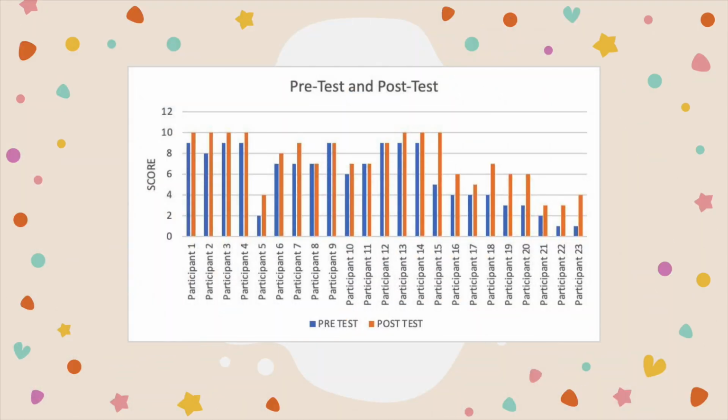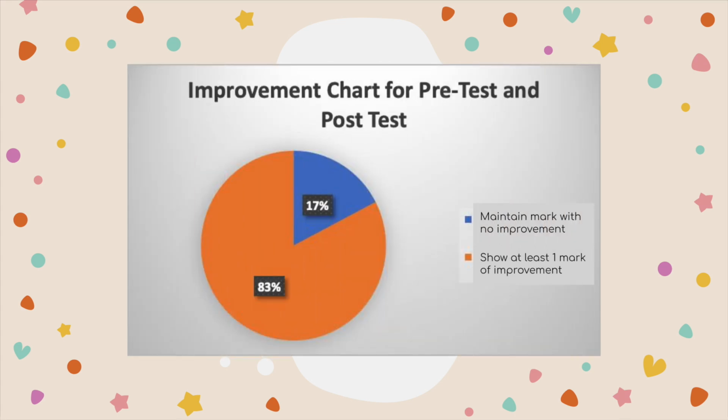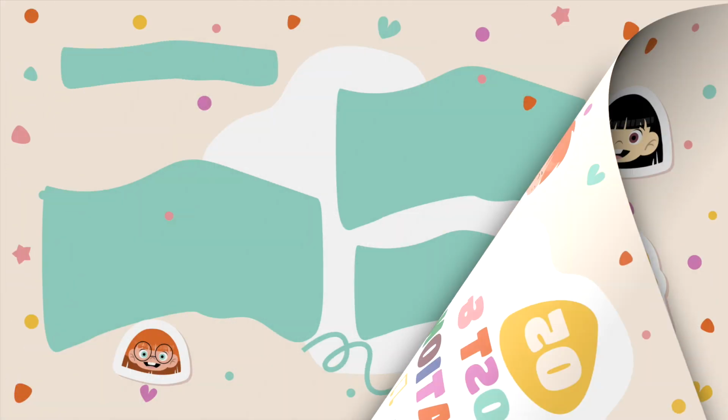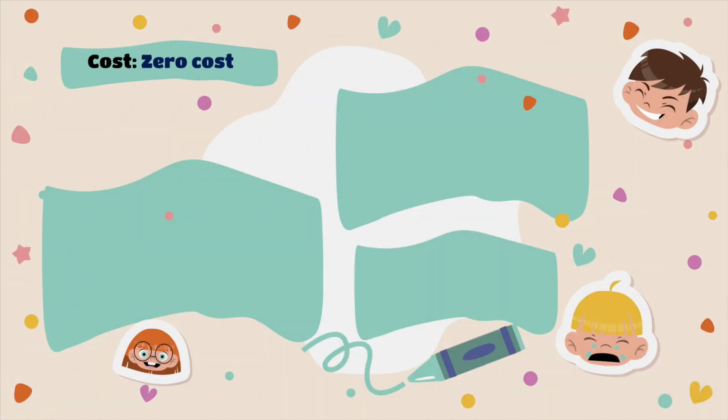The post-test result showed significant improvement from the pre-test. 83% of the students showed at least 1 mark of improvement after the implementation of Just a Reading module. No cost was used in innovating this module as it was designed based on the textbook by using the Canva platform.